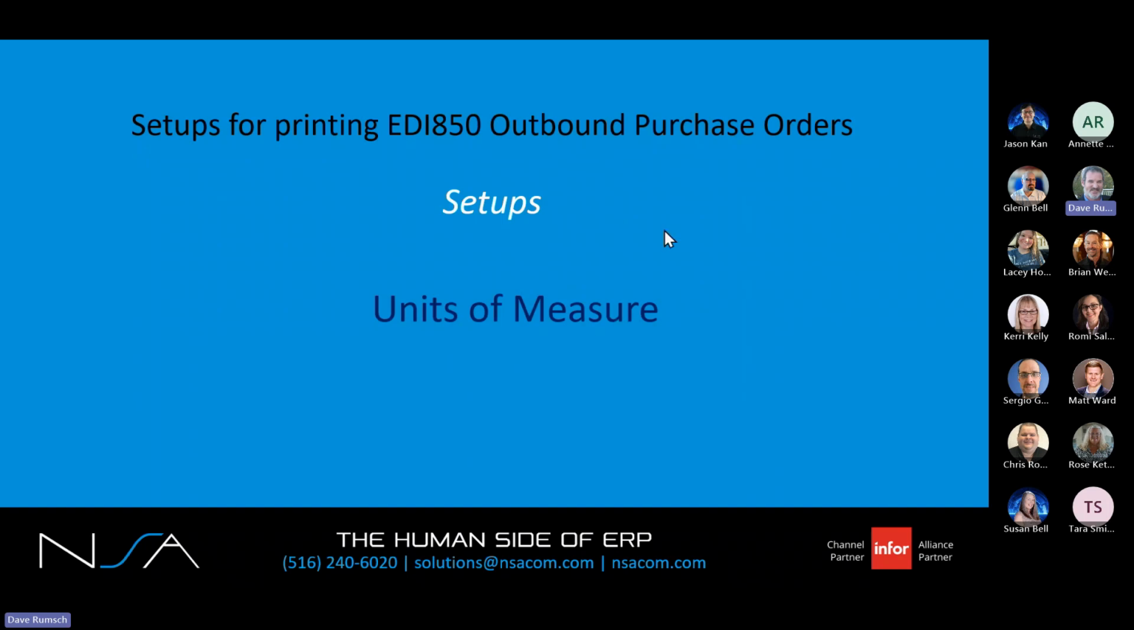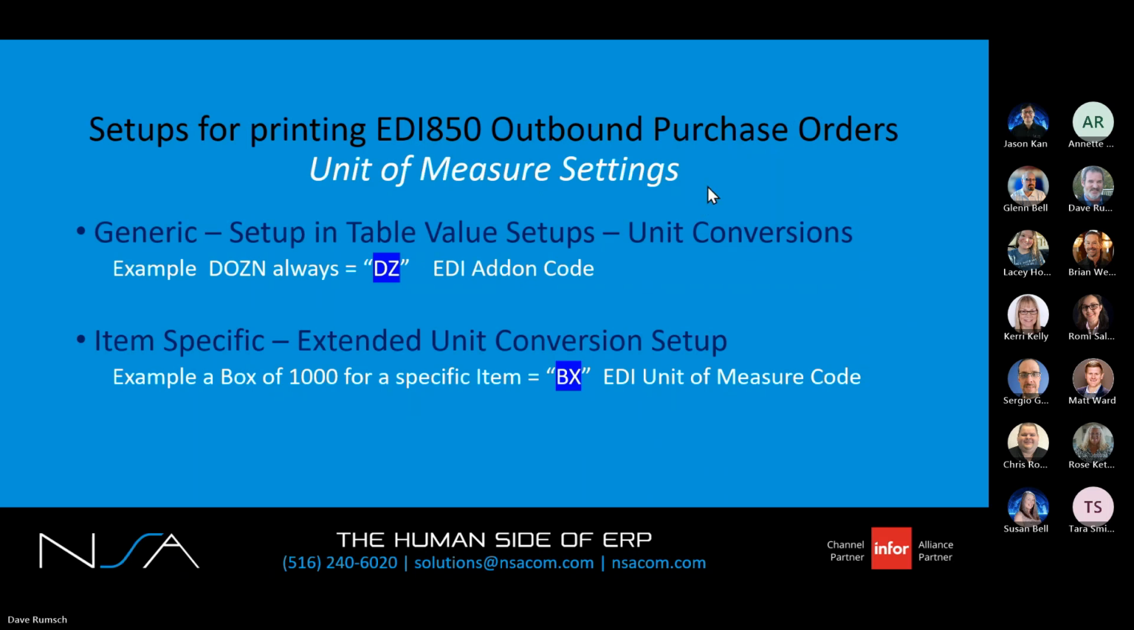Let's talk about units of measure first. It's the most complicated area. So in setting up units of measures, there's 2 places to do that. One is in the generic setup of table values under unit conversions. And in there, an example of that might be DZ for dozen. Now, everybody knows that a dozen is 12, and so that's very common throughout all industries and can be used in a generic table setup. Notice I've only used 2 letters there, as 2 letters are the maximum that can be used by the X12 standards.